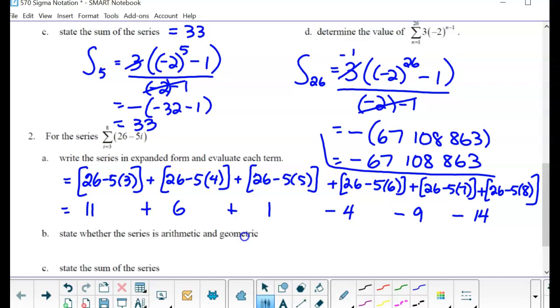So now look at the terms, state whether it's arithmetic or geometric. Well, to go from the first term to the next, 6 minus 11 is negative 5. 1 minus 6 is negative 5. Negative 4 minus 1 is negative 5. So it's arithmetic.